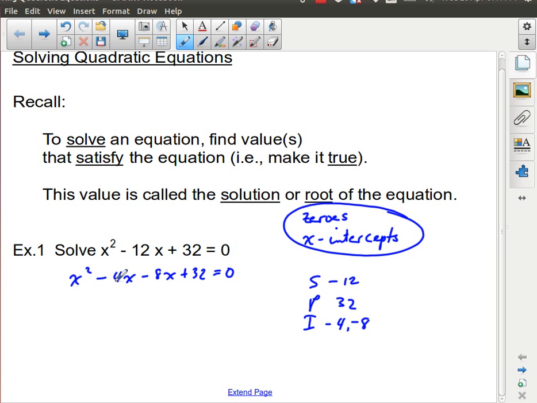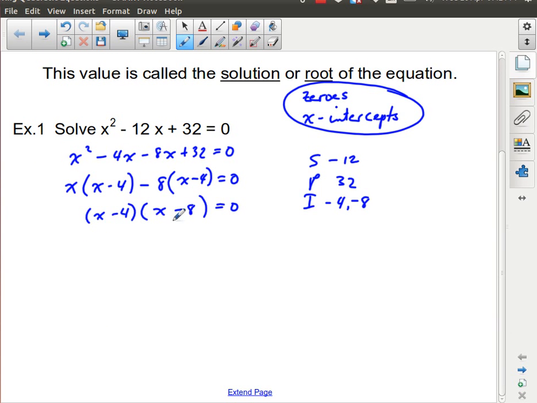When I factor these first two terms by grouping, I take out a common factor of x and I end up with x minus 4. I bring down the negative sign, and then between 8x and 32, I can take out a common factor of 8, and I end up again with x minus 4. Now I have a common factor of x minus 4, and what's left is the factor x minus 8 equals 0.